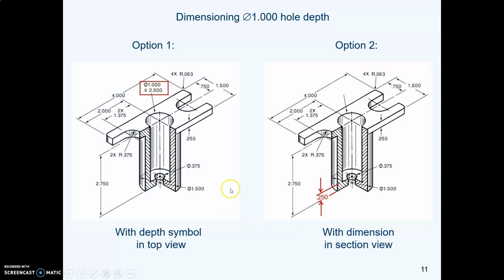Well, okay, you could use his method, and in the top view you could dimension it as diameter 1, depth 2.5. Or you could make your life simpler and in the half section view just put a dimension showing that it's 1/4 of an inch thick down here on the bottom. That's what I would do, but that's just me.